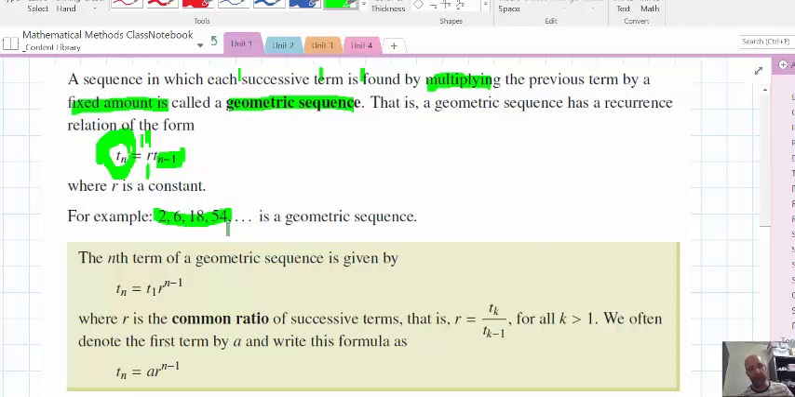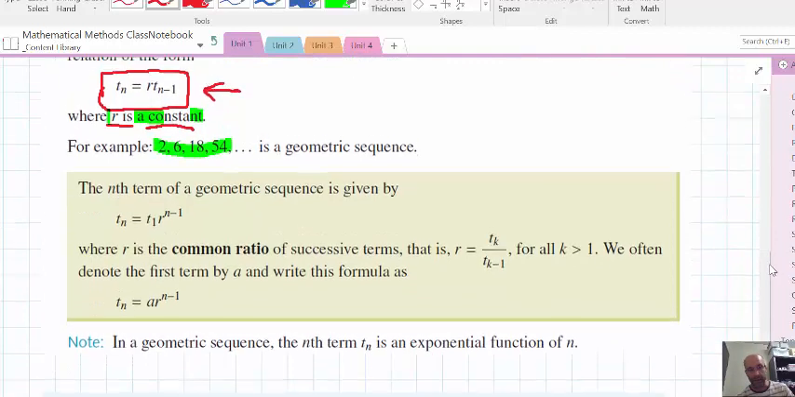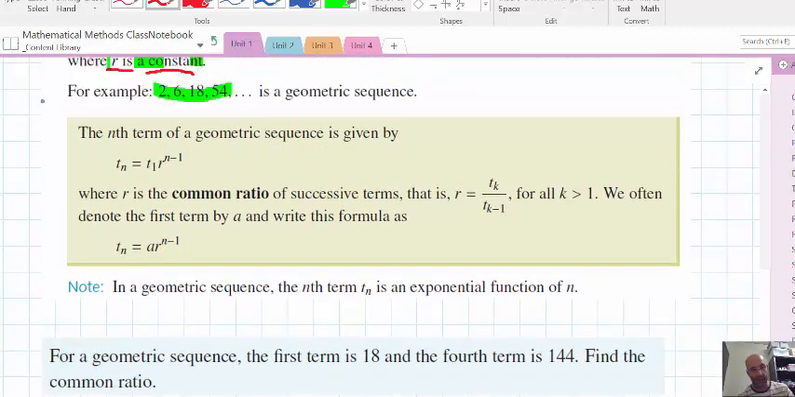The one we just looked at is an example of a geometric sequence. So the common ratio is a constant. Conceptually that's very important. So the recurrence is in that form there. And remember that r is a constant.